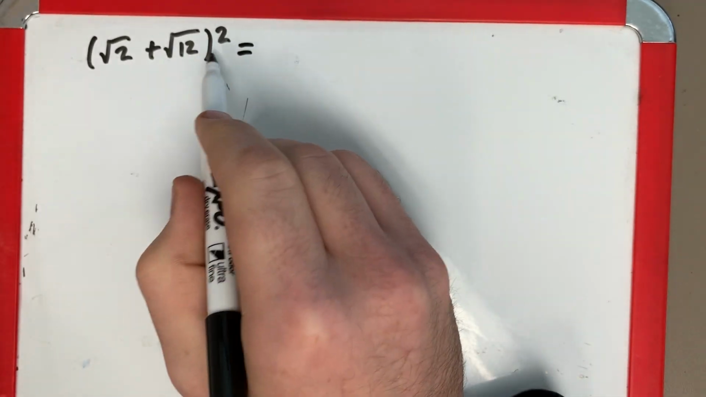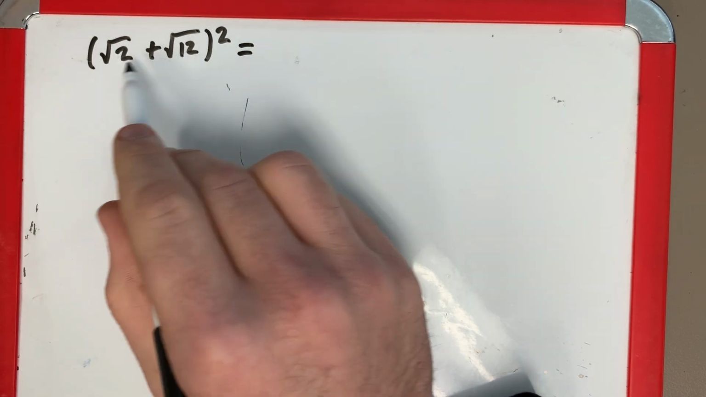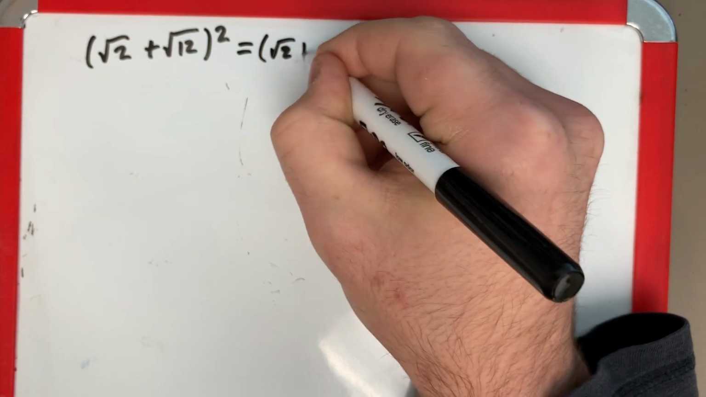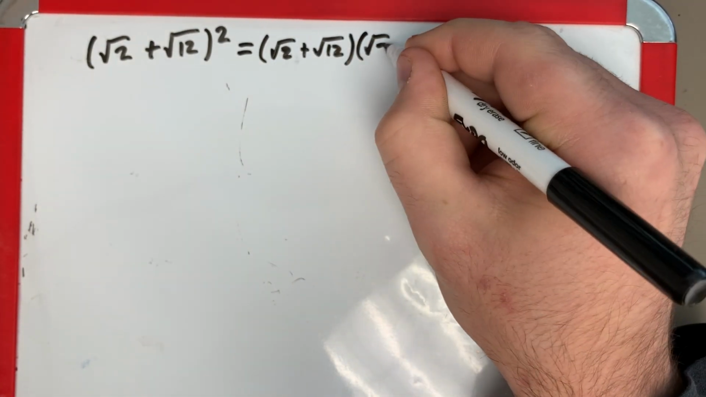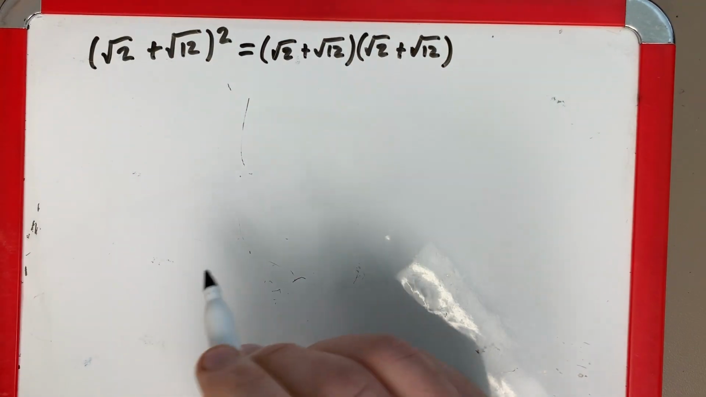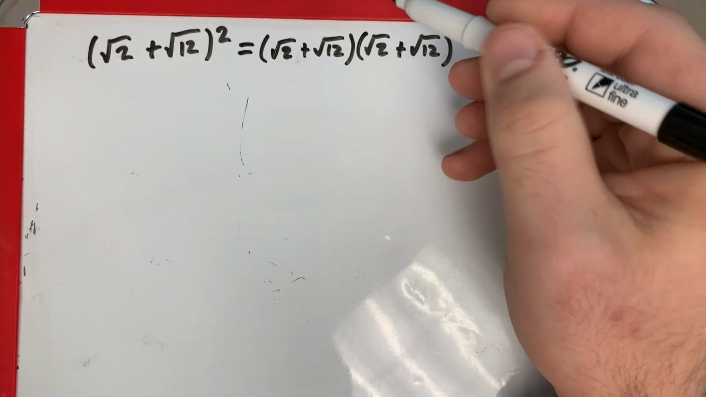So let's see here. First thing we note is that we have the squared. All that means is that we're going to be writing this thing twice and then having to FOIL it. So this gives us square root of 2 plus square root of 12 times square root of 2 plus square root of 12. And now we use the same old foiling method that we've used probably a bajillion times at this point.